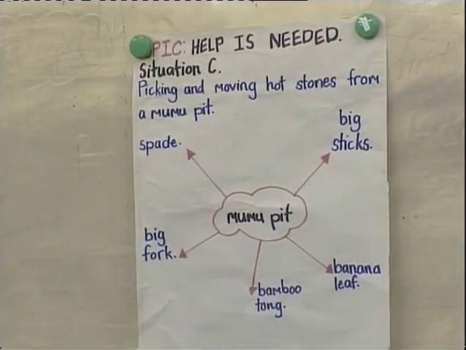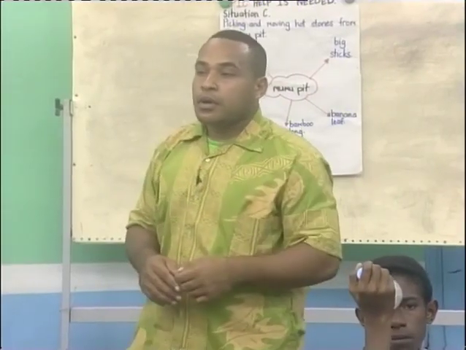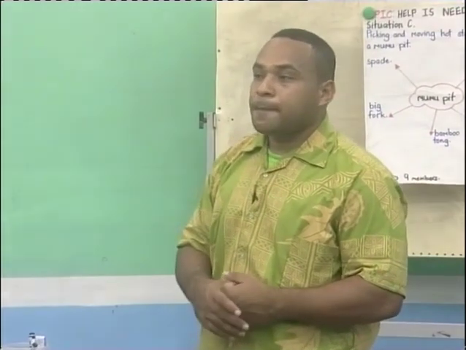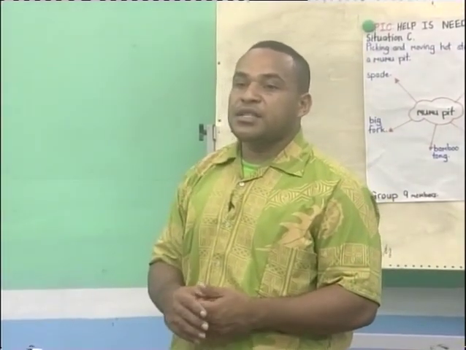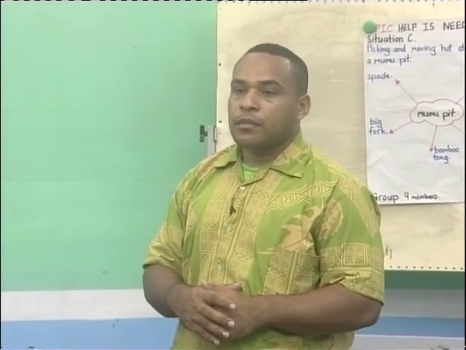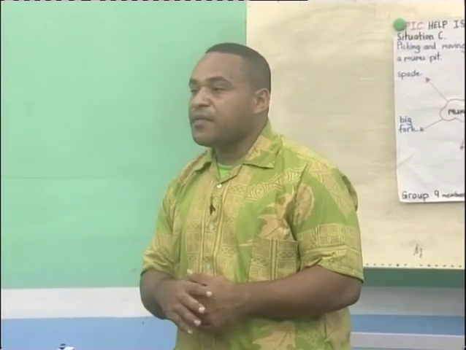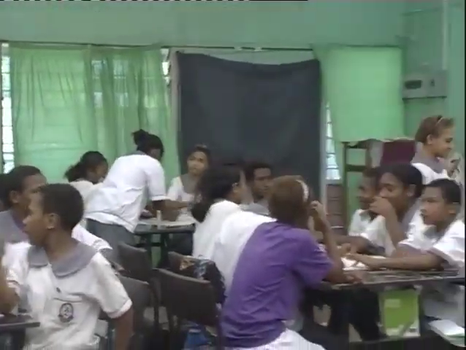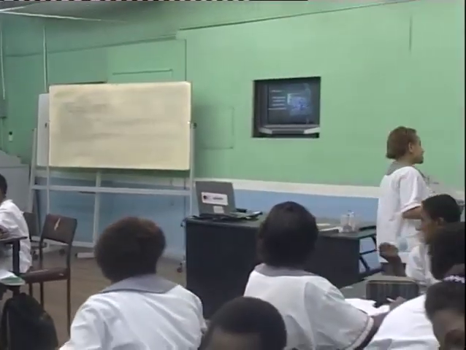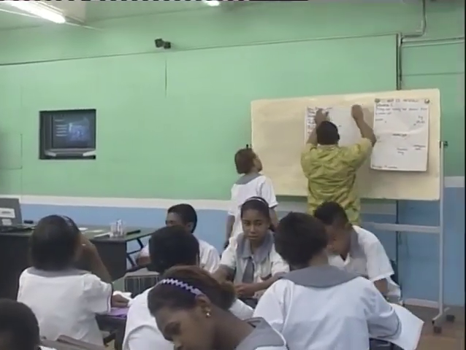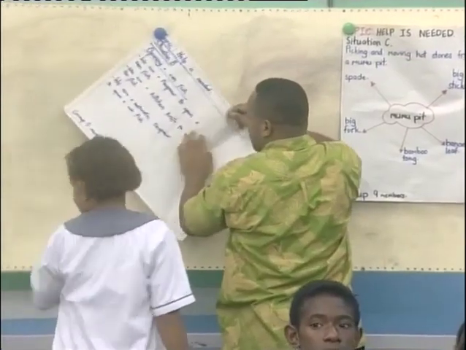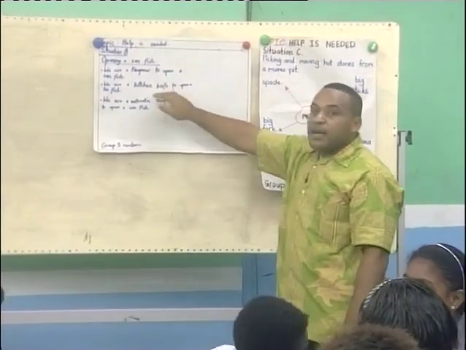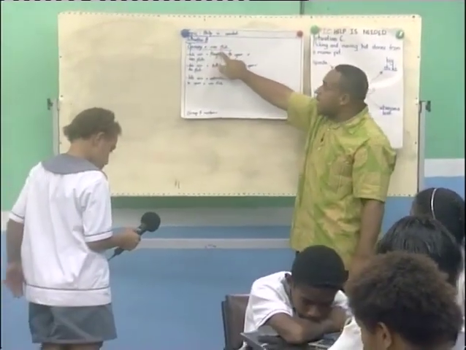Okay, now let's move on. Let's move on to group six. Situation B, group 6, opening a canned fish. Okay, let's have group 5. Vanessa's group. Thank you, Vanessa. Okay, Vanessa and her group have done situation B, opening a canned fish.